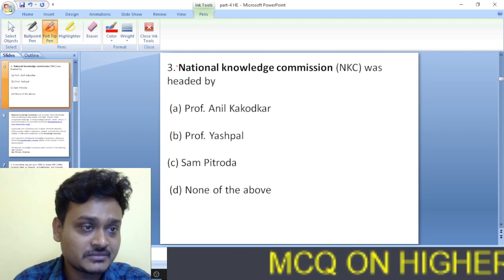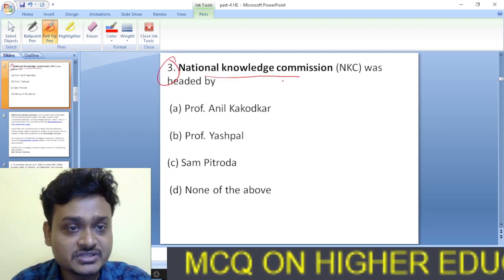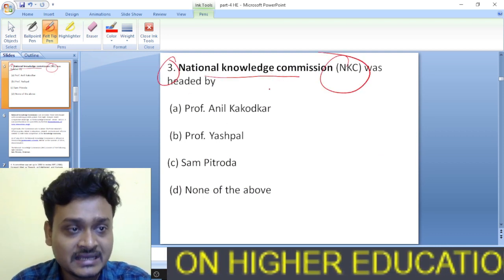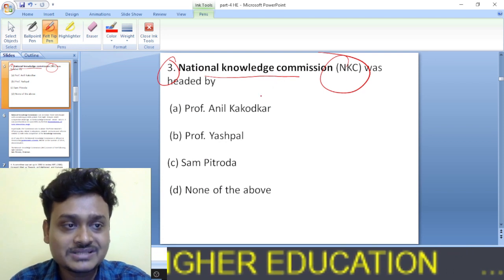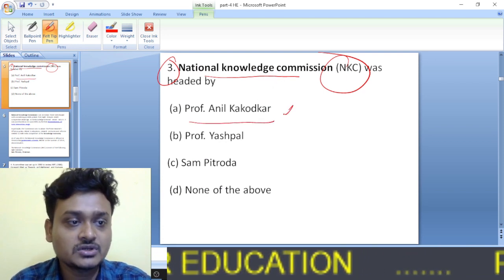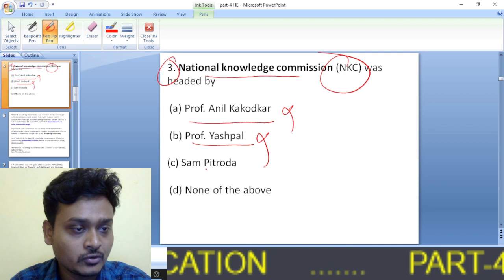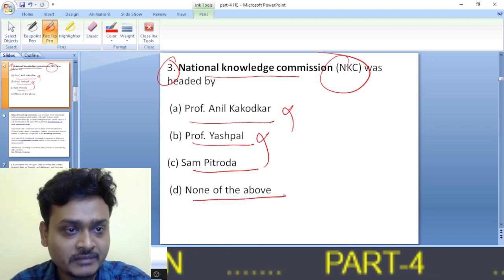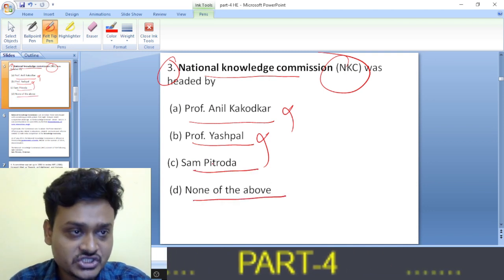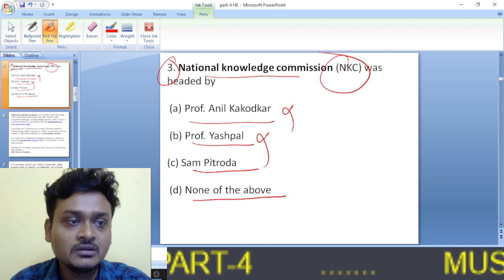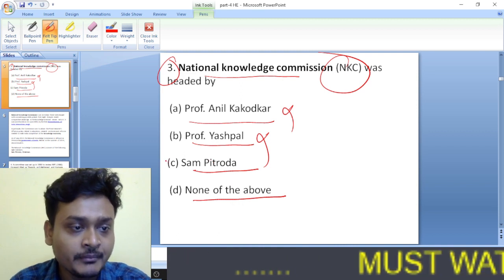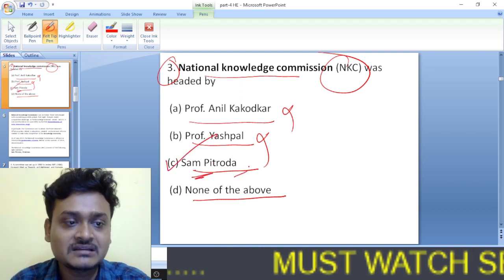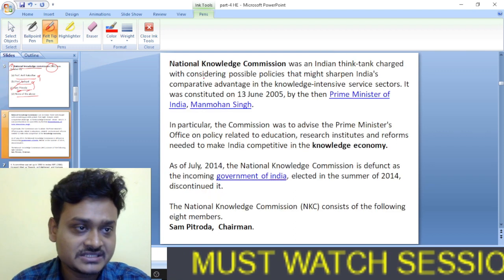Moving on to question number 3. The National Knowledge Commission, that is NKC, was headed by Professor Anil Kakodkar, Professor Yash Pal, Sam Pitroda, or none of the above? NKC was headed by Sam Pitroda. So C is the right option, and here is the explanation.